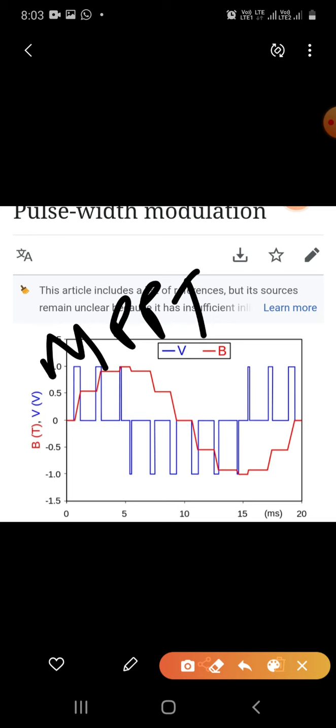particularly suited for running inertial loads such as motors, which are not easily affected by this discrete switching because their inertia causes them to react slowly. The PWM switching frequency has to be high enough not to affect the load, which is to say that the resultant waveform received by the load must be as smooth as possible.